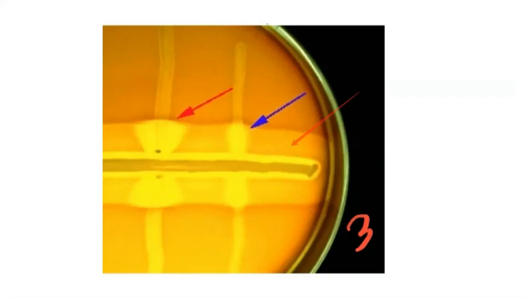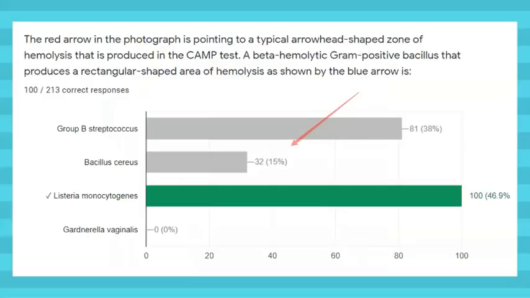Now, this test is usually used to identify group B streptococcus or Streptococcus agalactiae. However, aside from Streptococcus agalactiae, another organism can cause a positive CAMP test, and that is Listeria monocytogenes. Listeria monocytogenes actually produces a rectangular-shaped area of hemolysis instead of the arrowhead pattern associated with group B Streptococcus. Okay. Next.